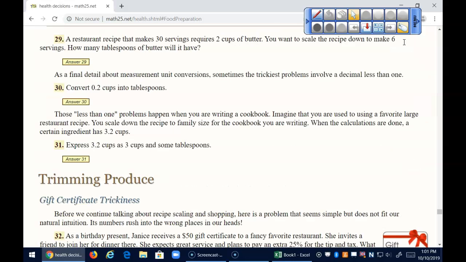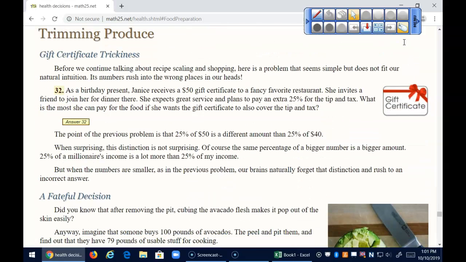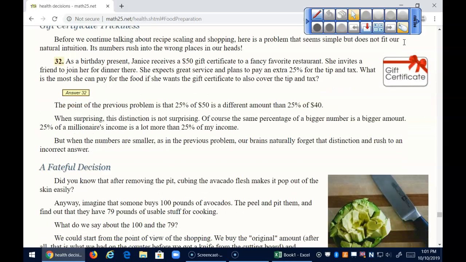But all of that is just more proportions. Okay, here's the interesting part. Let's do in class and play with food.